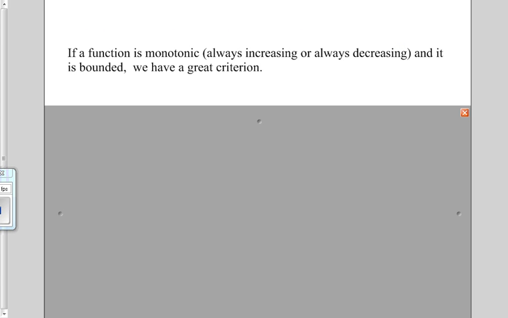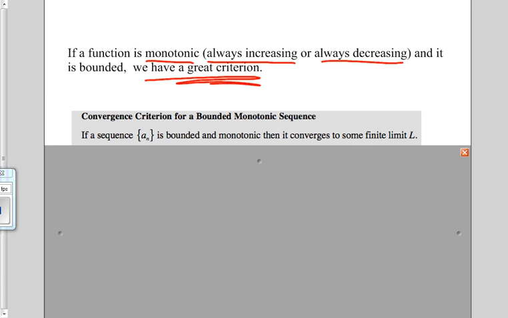Okay, so let's start off with the simplest idea. If a function is monotonic, and monotonic means going in one direction, either always increasing or always decreasing, and the function is bounded, then there is a great criterion that we have for determining whether or not the endpoints are part of the bound.